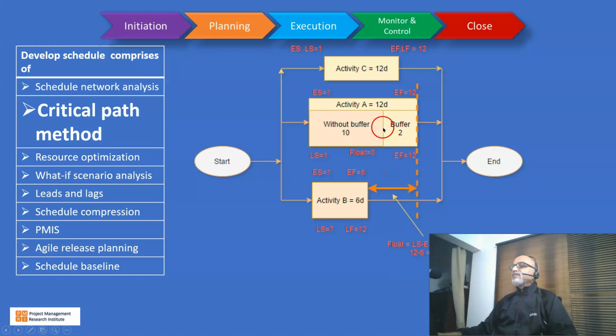Whereas activity A has a 0 float and activity C also has a 0 float. So in this case, this project has two critical paths and one non-critical path.